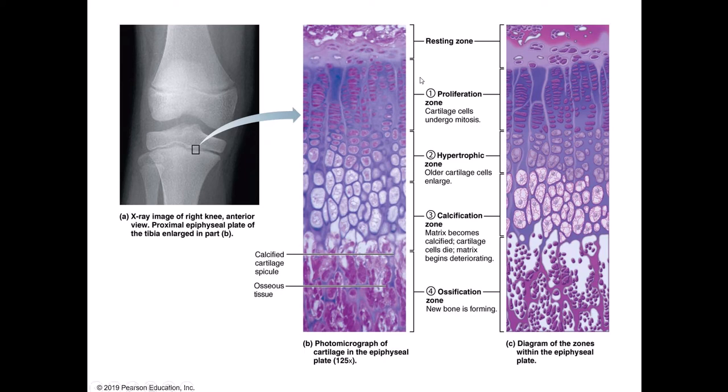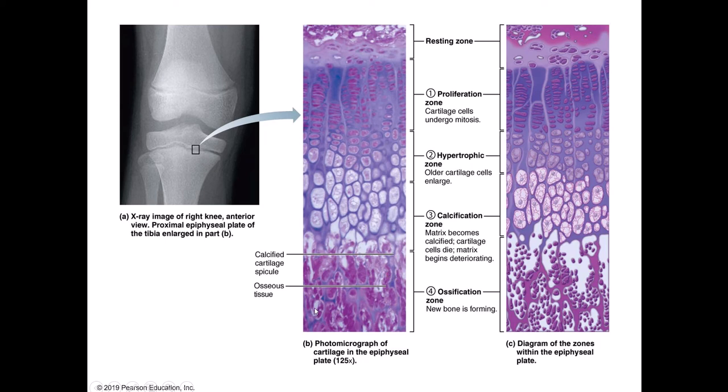The proliferation zone is where those cartilaginous cells, you can see they're pretty tightly packed in here because they are undergoing mitosis, so they're making lots and lots of copies of themselves and lengthening the bone that way. The older cartilaginous cells are in the hypertrophic zone. These older cartilaginous cells are quite large, hence the reason we call it the hypertrophic zone. Here in the calcification zone, the cartilage is starting to die off, the cartilaginous matrix is beginning to deteriorate, and we're beginning to incorporate calcium crystals into the extracellular matrix.